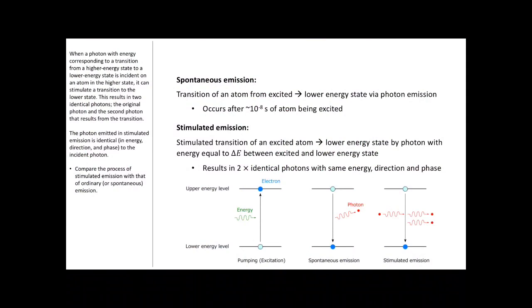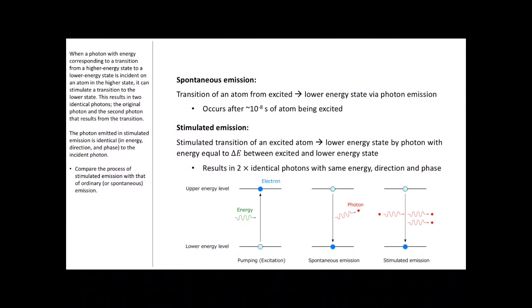So a couple of definitions. Spontaneous emission is the transition of an atom from an excited state to a lower state via a photon emission. This is the kind of emission that we've been talking about in the videos leading up to this one. It usually occurs within 10^-8 seconds of an atom being excited. So it happens very quickly after an electron absorbs energy in the first place.